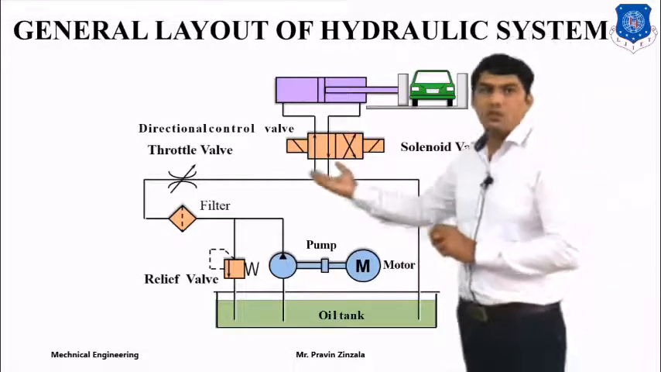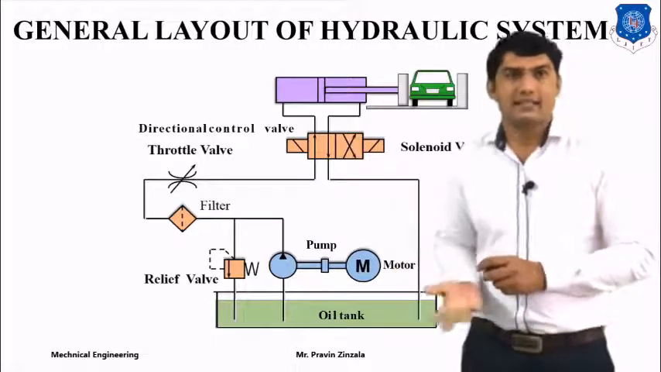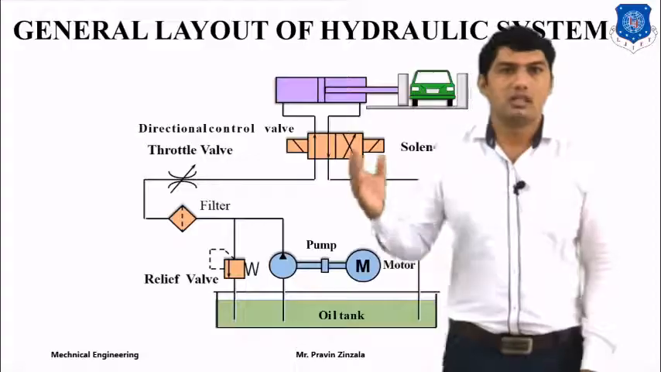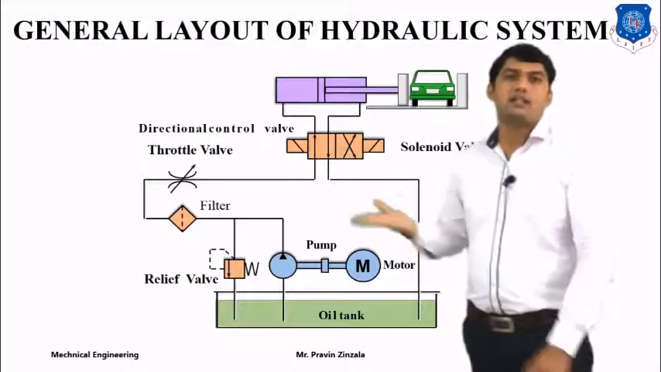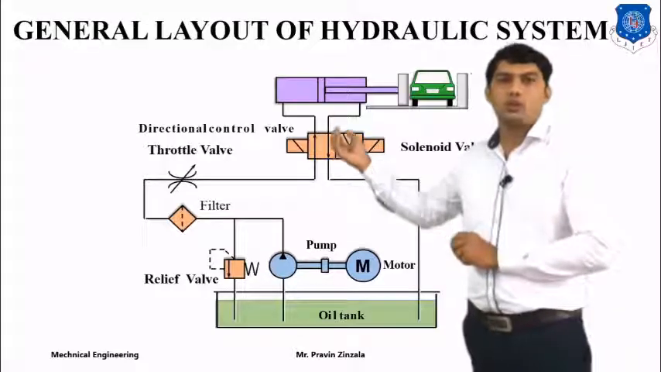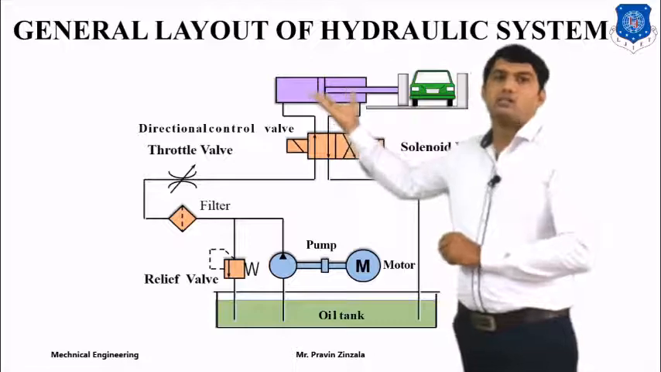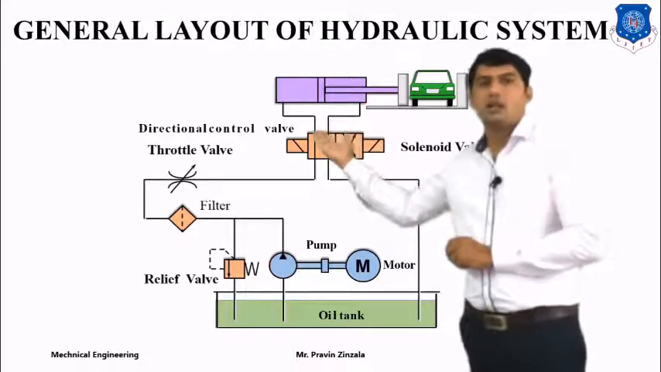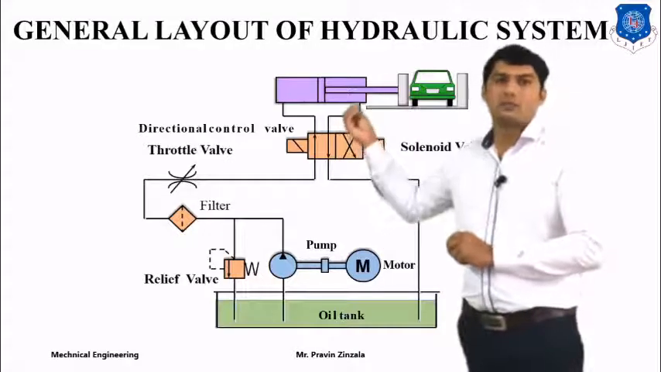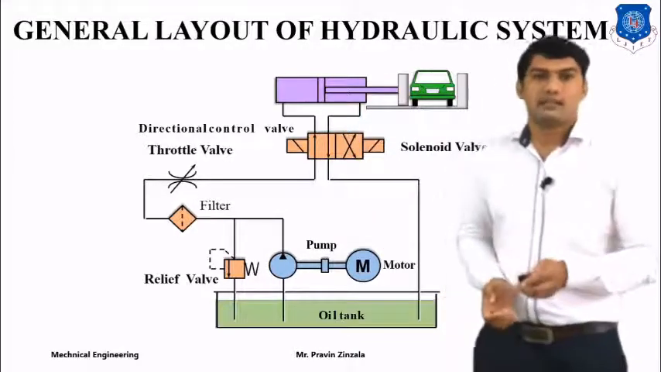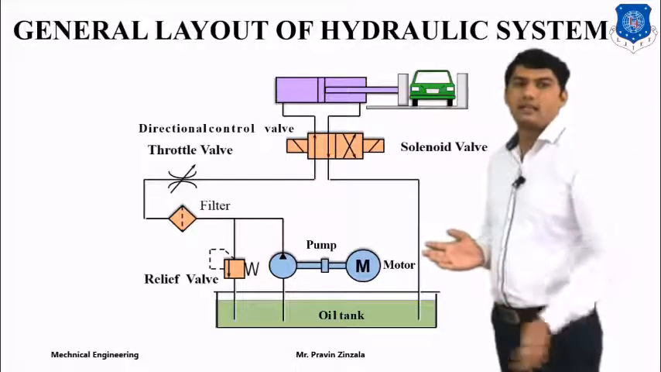The next component is the direction control valve, with different types like the 2x2 direction control valve, 3x2 direction control valve, 4x2, 4x3 and 5x2 direction control valve. It is used according to the selection of cylinder. Then finally our actuator, which is used for converting hydraulic energy into mechanical energy, and it is generally of two types, single acting and double acting cylinder. So this is the general layout of a hydraulic system.